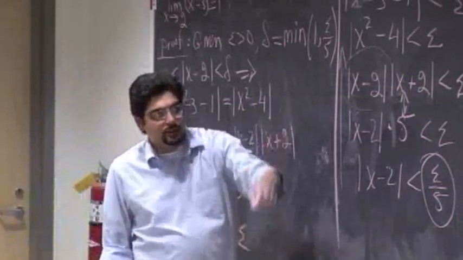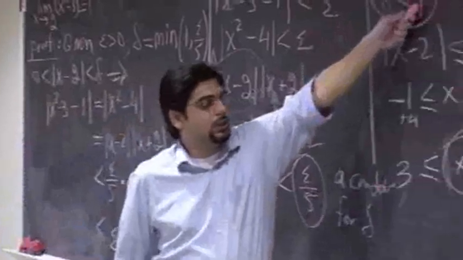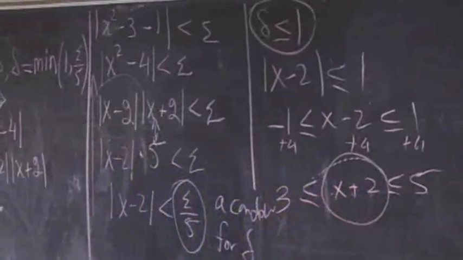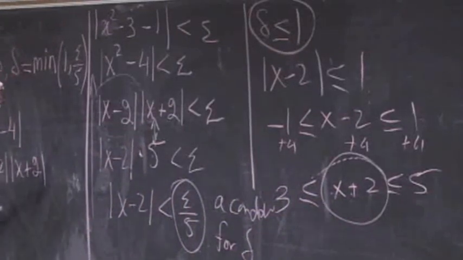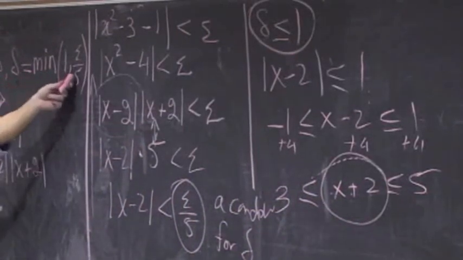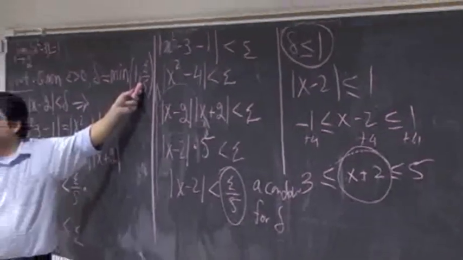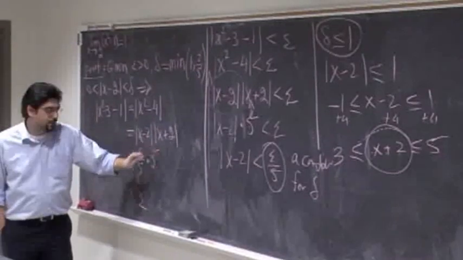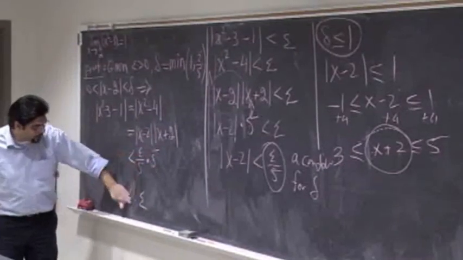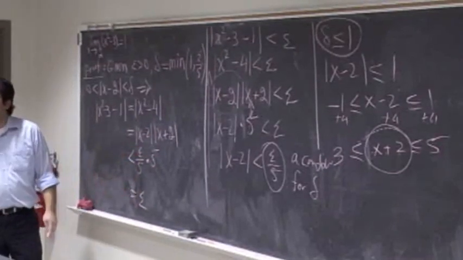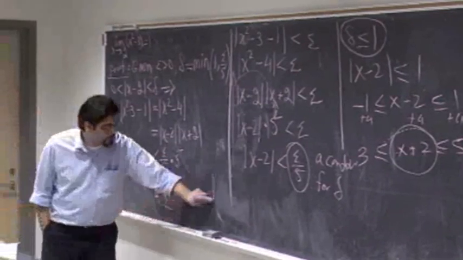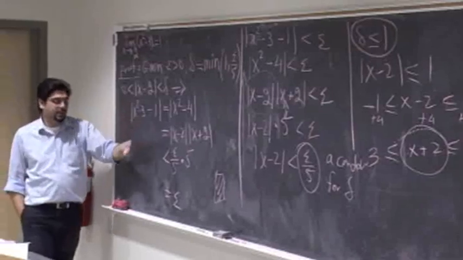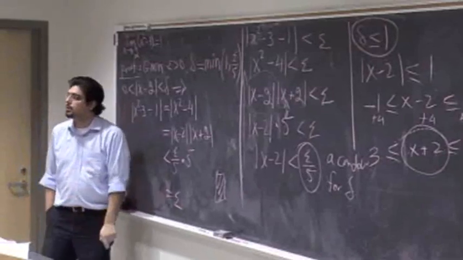And according to that, if delta is less than or equal to 1, then x plus 2 is less than or equal to 5. And we're guaranteeing that delta is less than or equal to 1 because we said it's either 1 or smaller than 1. That means this is less than 5. This times this is epsilon. And there's your conclusion. So you said this implies f minus L is less than epsilon, which is where we wanted to go.